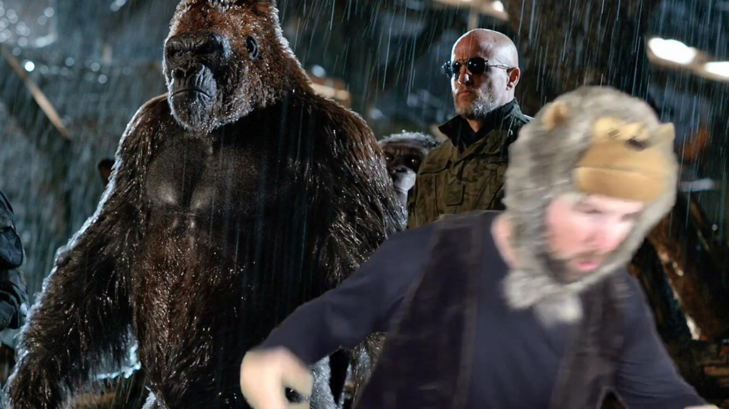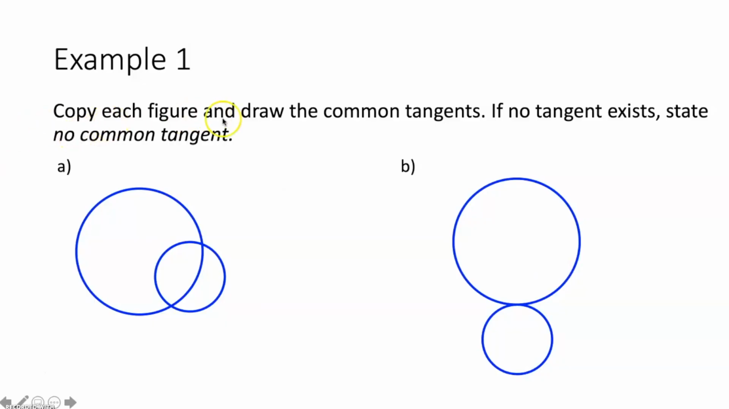Example time. Now example 1 says copy each figure and draw the common tangents. If no tangent exists, state no common tangent. So in each of these examples, you're going to be given two circles and you're going to be asked to draw common tangent lines, meaning a line that is tangent to both circles.